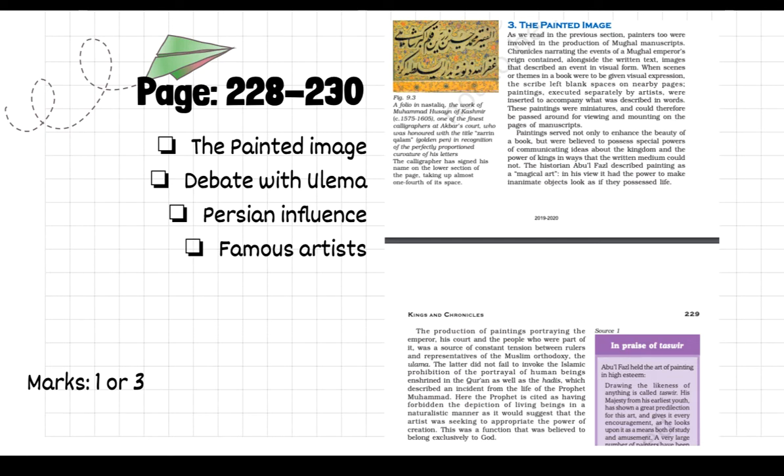The textbook gives it a lot of importance here because you also have source 1, where Abul Fazl discusses the importance of paintings, and in a later source there is also an answer that Abul Fazl has for the ulama who are against representation of humans and animals and birds in paintings. From this section also 1 or 3 markers are expected. You might also want to prepare for an 8 marker from this section.